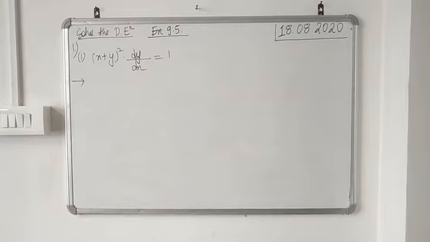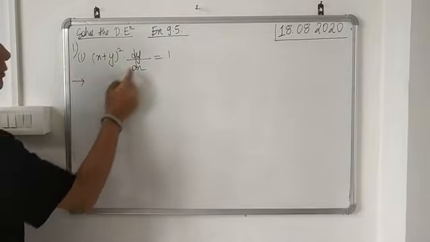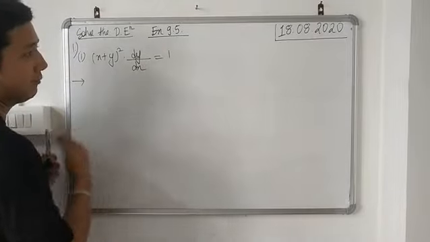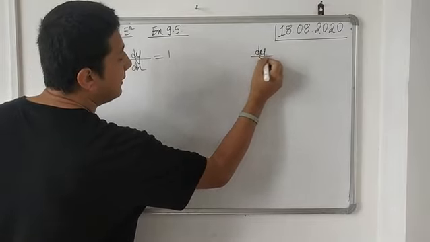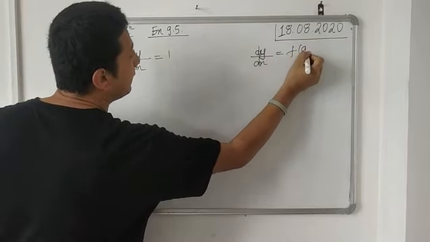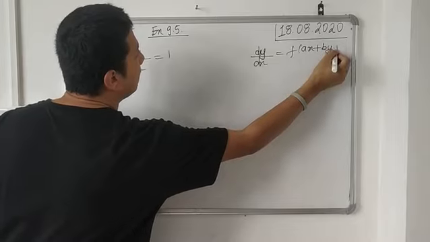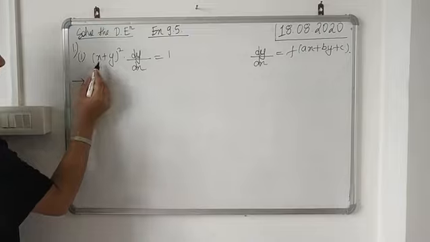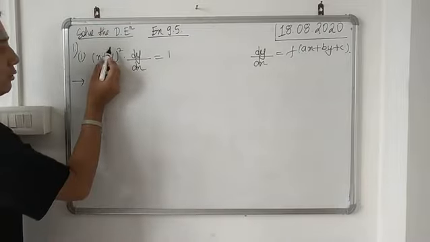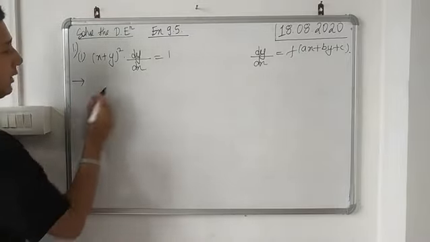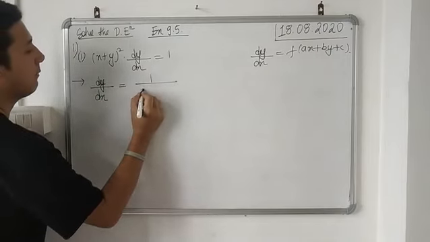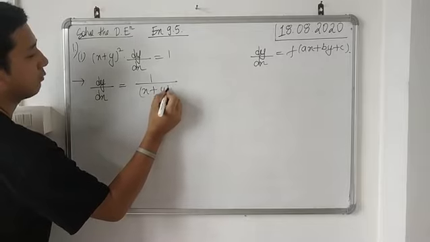The question is, solve the differential equation. Part 1: x plus y whole square into dy by dx is equal to 1. As I told you, the form has to be dy by dx is equal to f of ax plus by plus c. The coefficient of dy by dx has to be 1. But here we have x plus y whole square. So we'll drop this down to the denominator, so that we get dy by dx is equal to 1 by x plus y whole square.